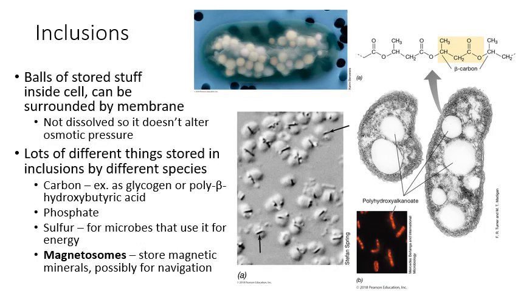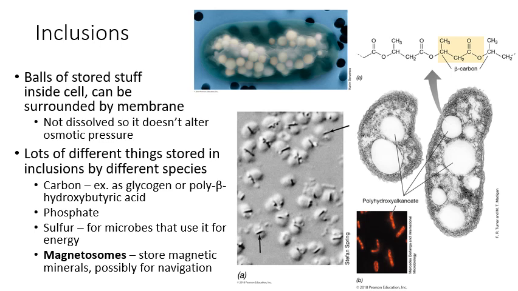So looking in more detail at the inclusions, it's just a ball of something that's being stored, and it's not solubilized, so it's not dissolved in the cytosol. Some inclusions are surrounded by a membrane, and some are not. And it could be all types of stuff. It's very common to have carbon sources stored in inclusions, so that would include starch or glycogen. It's also common to store phosphate. Microbes that are using sulfur as an energy source will frequently have sulfur inclusions.